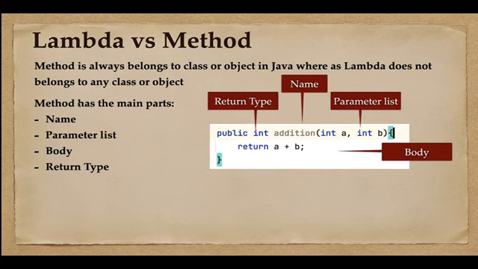You can see a method has these parts: a name, parameter list, body, and return type. For example, look at the addition method here. Addition is the method name, int is the return type, int a, int b is the parameter list, and return a plus b is the method body. So this is how we create a method in Java, and these are the different parts of a method.